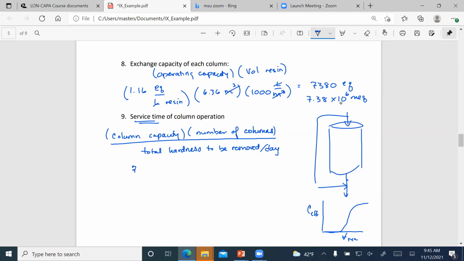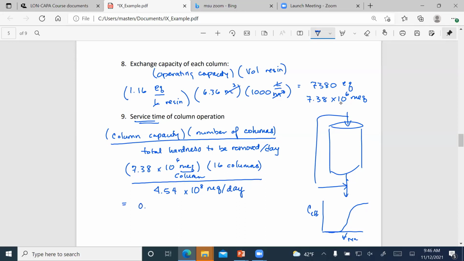So we have 7.38 times 10 to the 6 milliequivalents. Remember, that was per column. We have 16 columns. The total hardness to be removed, we calculated before as 4.54 times 10 to the 8 milliequivalents per day. So this is 0.26 days or 6.24 hours.